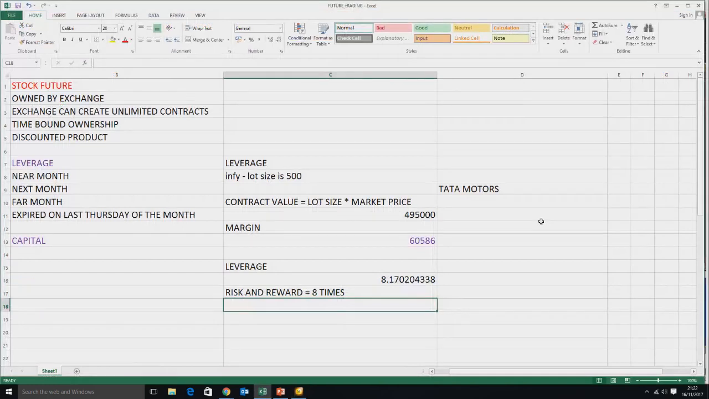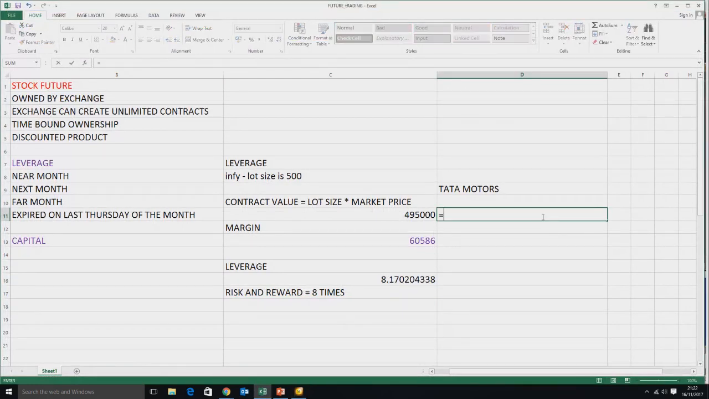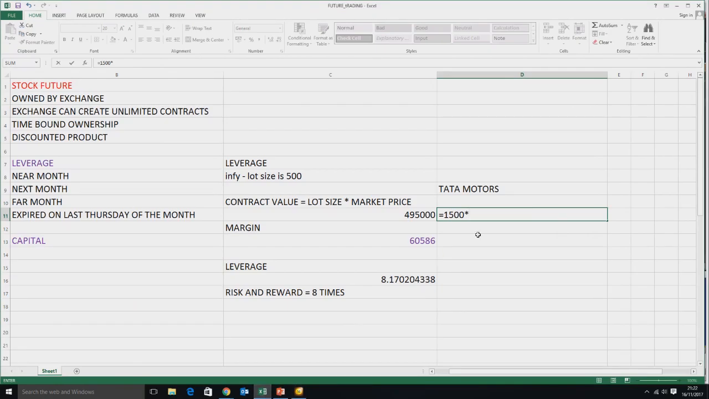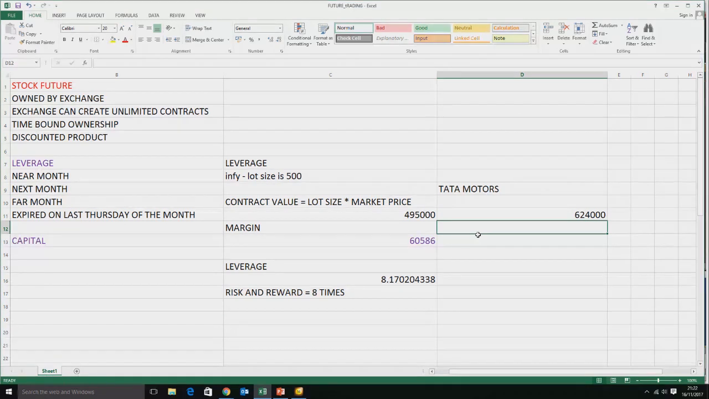So here the contract value is equal to 1500, which is the lot size, multiplied by its value, which is 416 as a rough, right? So 6,24,000. And now let's see what is the margin requirement to hold that contract value of the Tata Motors.